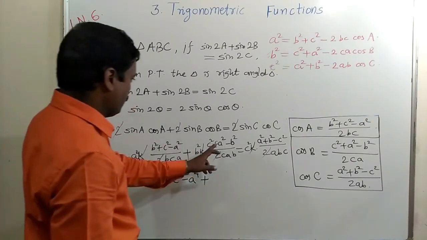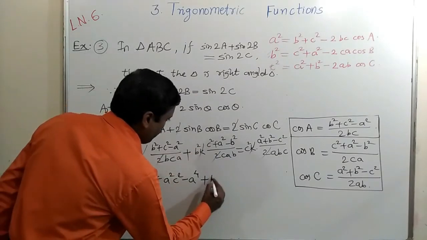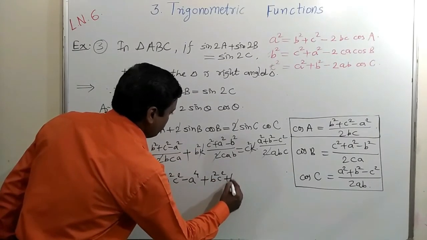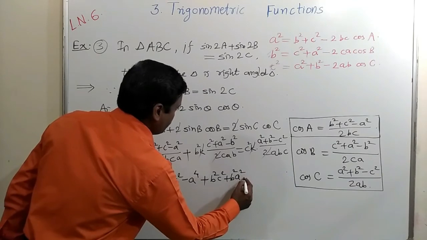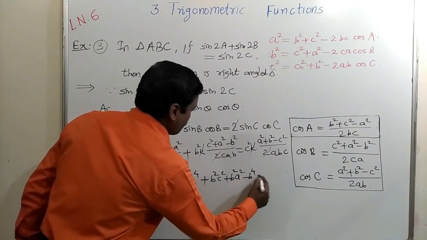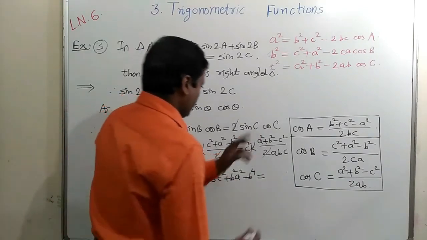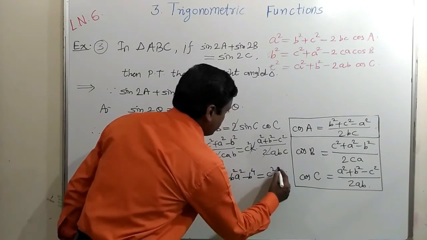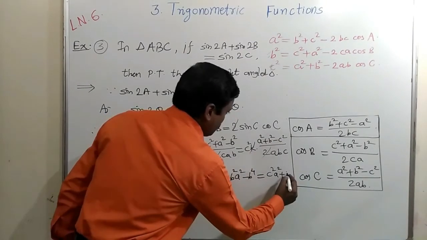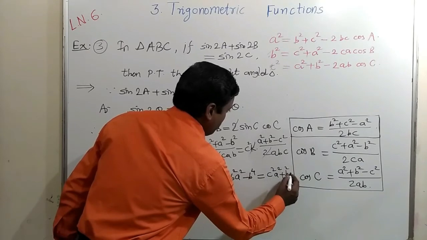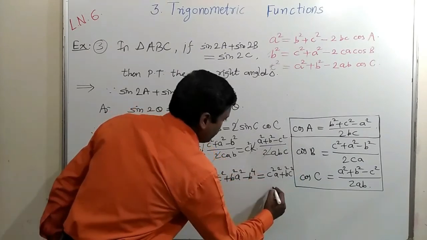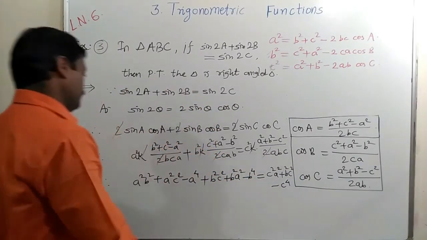This is the first term. Now the second term, b square c square plus b square a square or a square b square minus b raised to 4, and it is equal to c square a square plus c square b square or b square c square. The last term is minus c raised to 4.